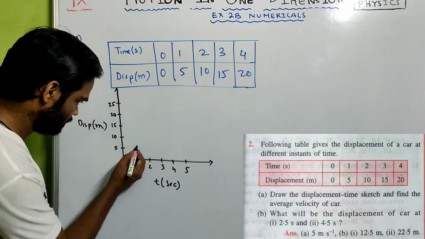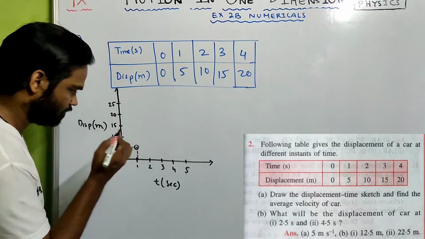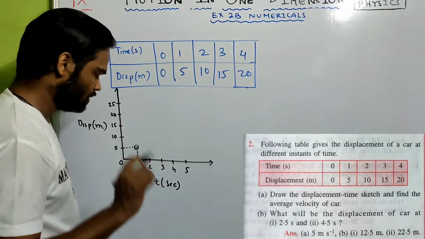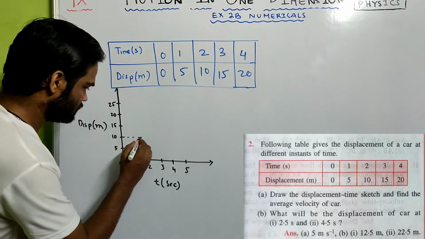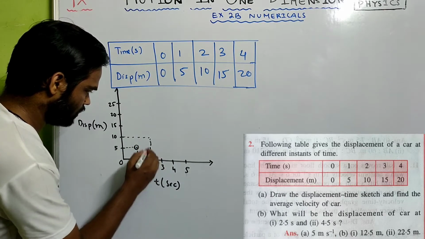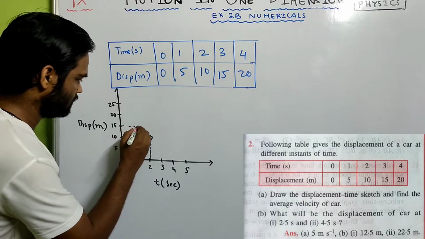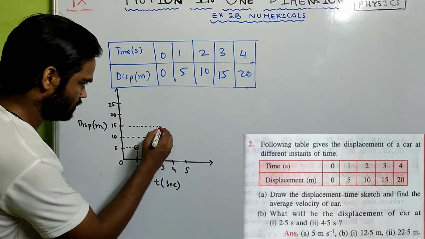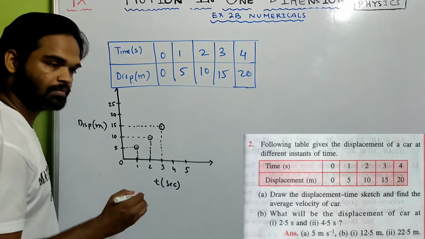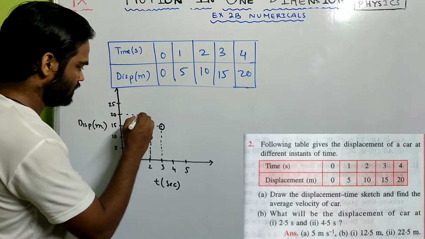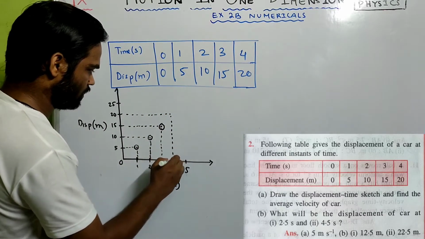Now after 1 second, the displacement was 5. So over here, see, after 1 second, the displacement is 5. If you do it on graph paper, you'll get a perfect one, okay? After 2 seconds, it's 10, so somewhere over here. After 3 seconds is 15, which means somewhere over here if you look carefully. After 4 seconds is 20, so it covers equal distance in equal intervals of time.